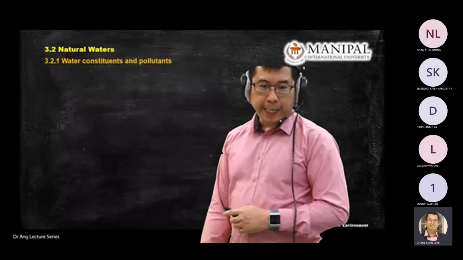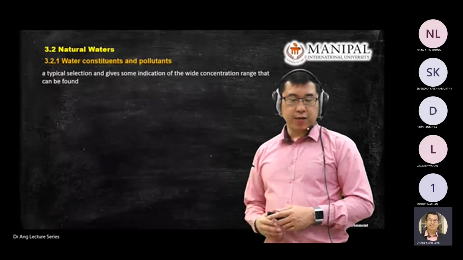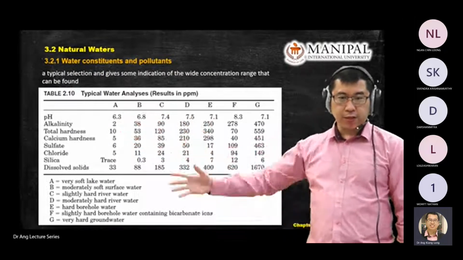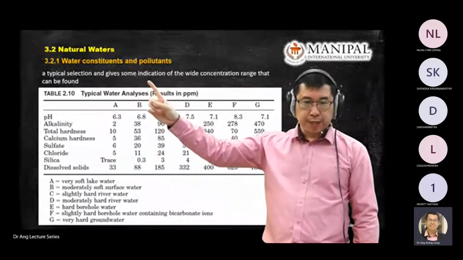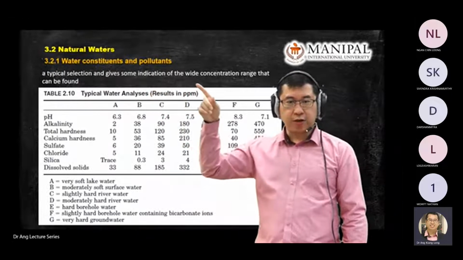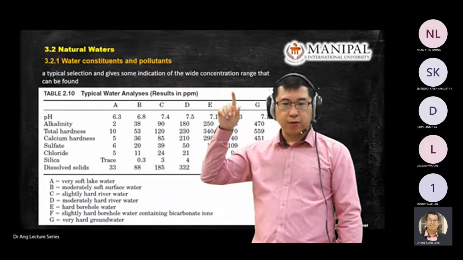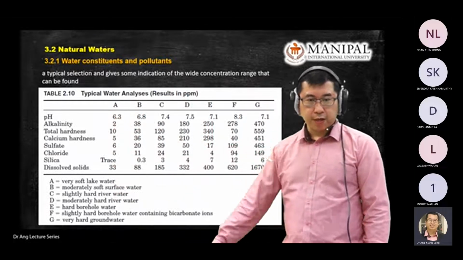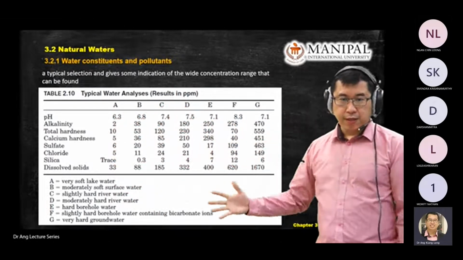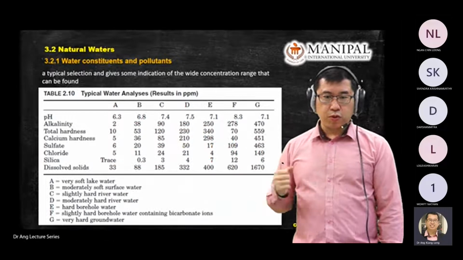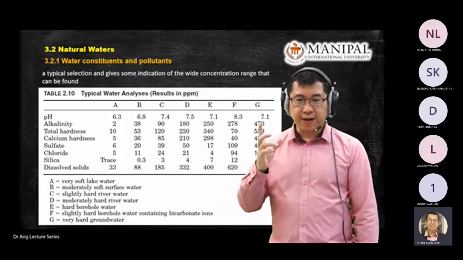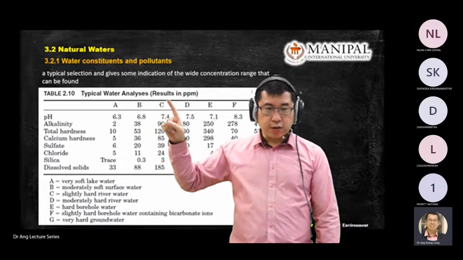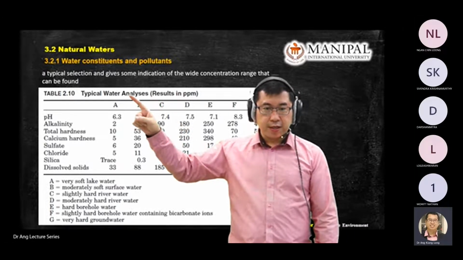Okay. Another one is water pollutants. Okay, water pollutants. There are some gauges or indications for the type of water analysis. So this table has some values we use to classify the quality of water. Let's look at a few terms here.